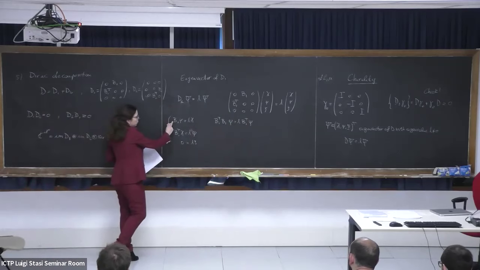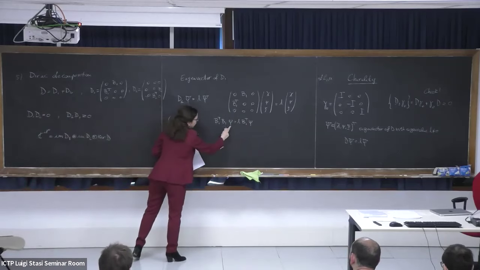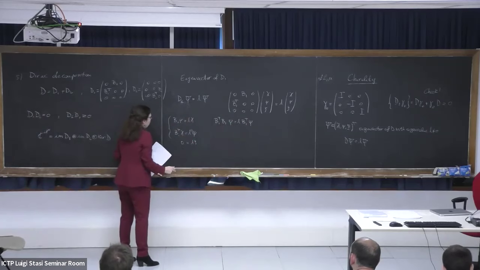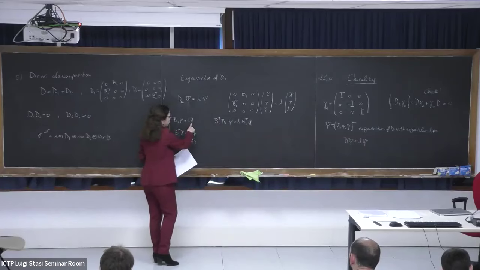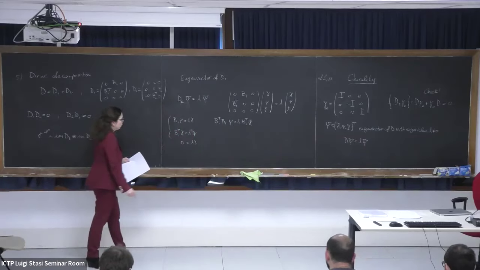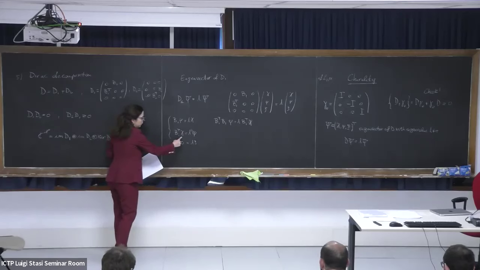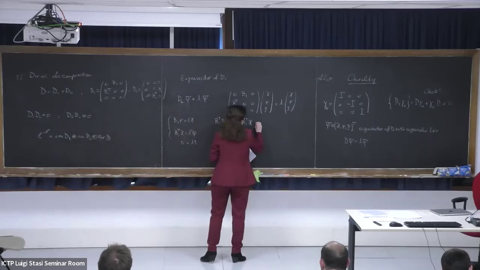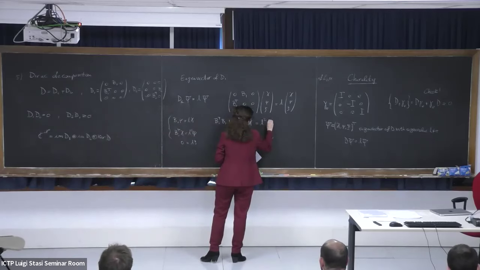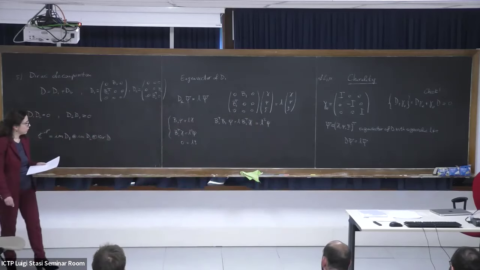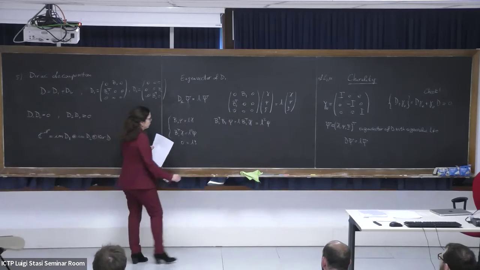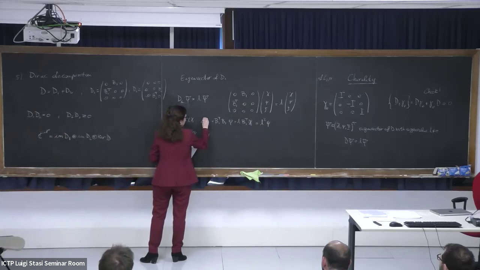So here you act with B1 transpose, so B1 transpose B1 chi is equal to lambda B1 transpose psi. You act with B1 on the other side, and then you read what this is: B1 transpose psi is lambda chi. So this is lambda square chi. So chi is an eigenvector of the one down Laplacian.